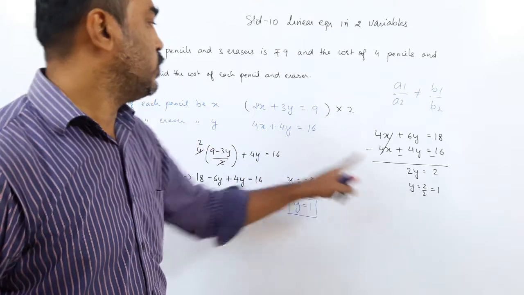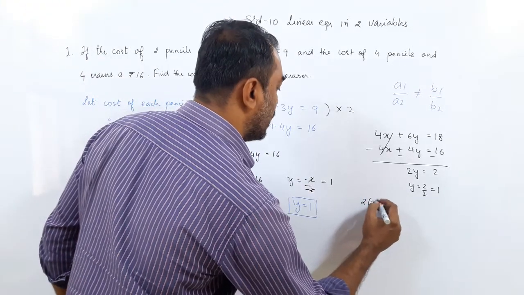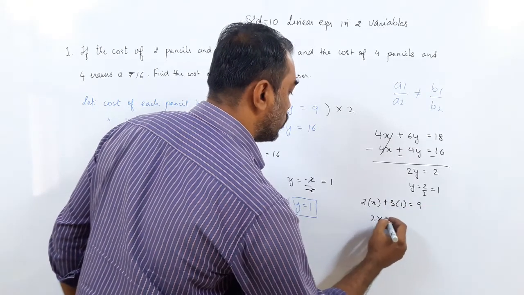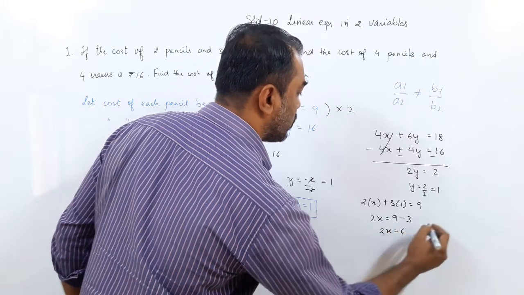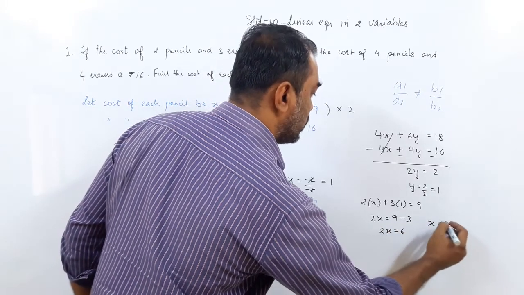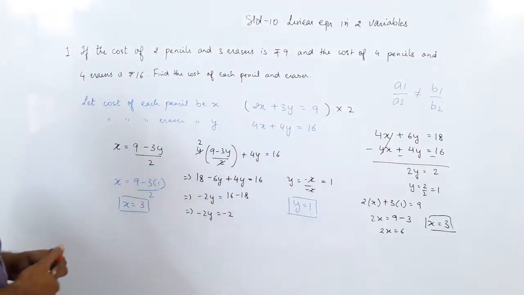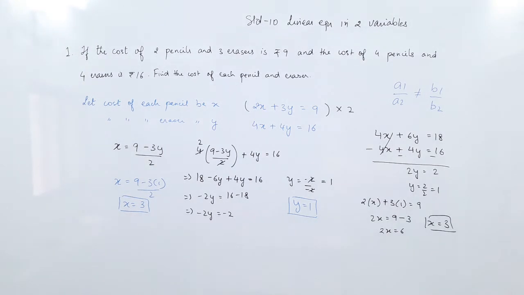After I got y equal to 1, I put it in the first or second equation, whatever. 2 into x plus 3 into 1 equal to 9. So 2x equal to 9 minus 3. 2x equal to 6, or x is equal to 3. So by both the methods I get the answer. But what you have to check here was the question. Okay. So now we have done a problem sum. Now we'll go to a simple sum.